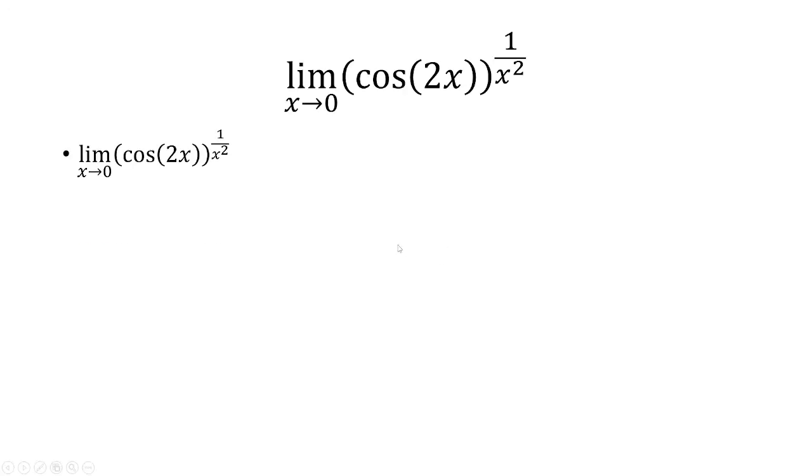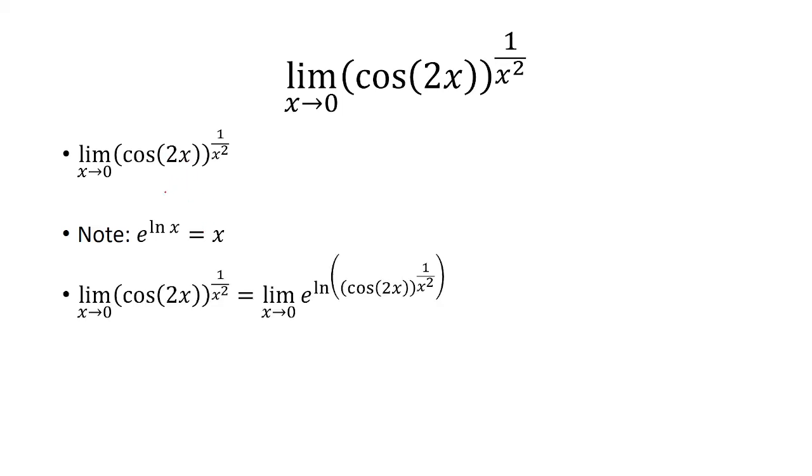The key to doing this problem is first noticing that e to the natural log of x is the same thing as x. So I'm going to rewrite cosine 2x raised to the 1 over x squared power as e to the natural log of this whole thing. So this thing, you can think of it as x over here. So that's what goes inside the natural log.